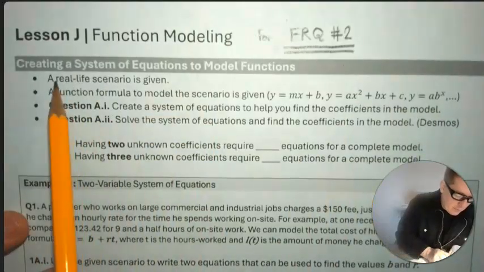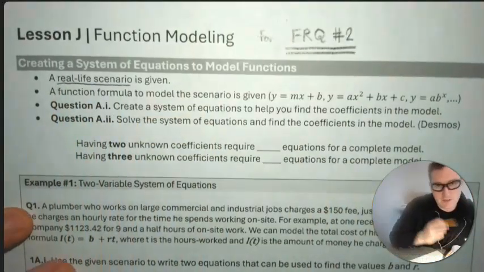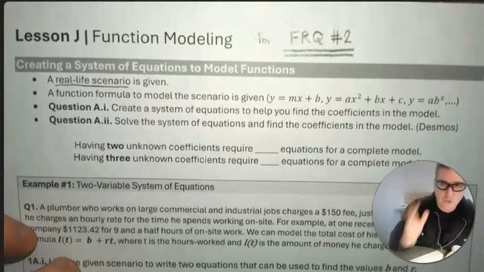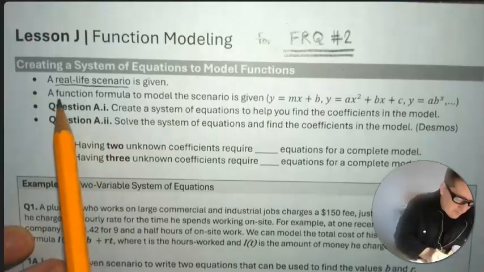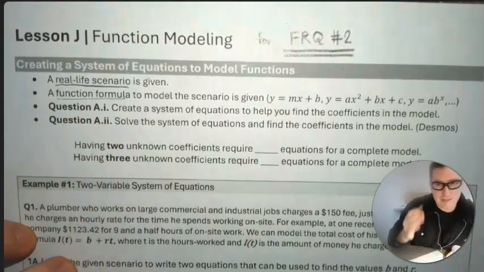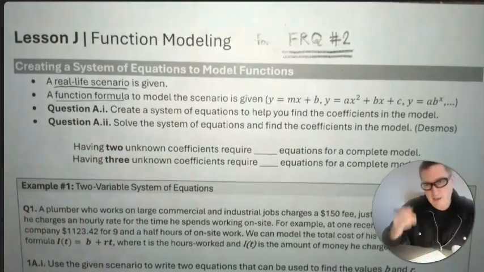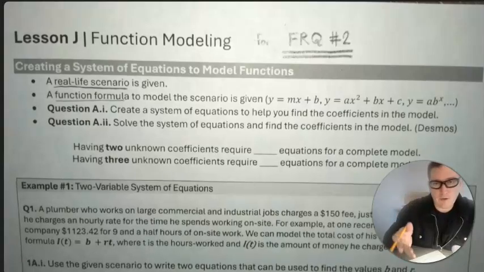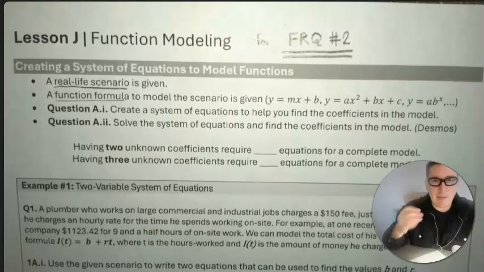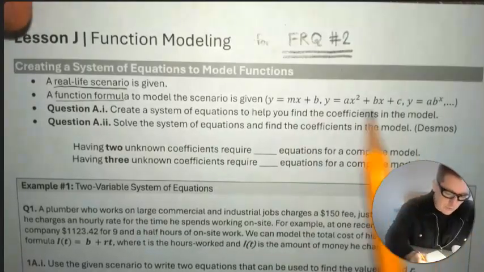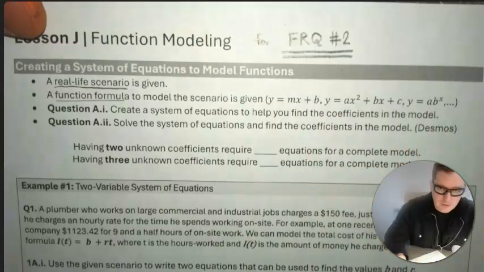They're going to give you a real life scenario. It's going to be in paragraph form. You're going to have to read the details. They're also going to tell you a function formula that best models the scenario. That could be a linear, it could be a quadratic, a cubic, it could be a logarithmic, it could be exponential, it could be any type of function, and they're giving you an equation that represents that function.